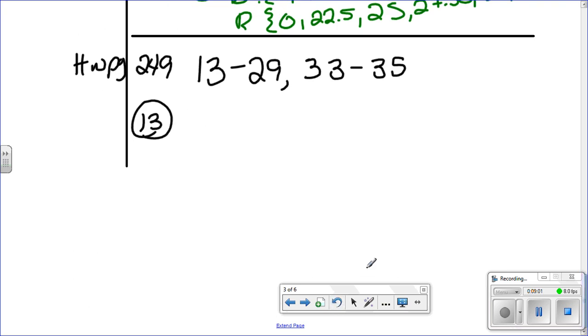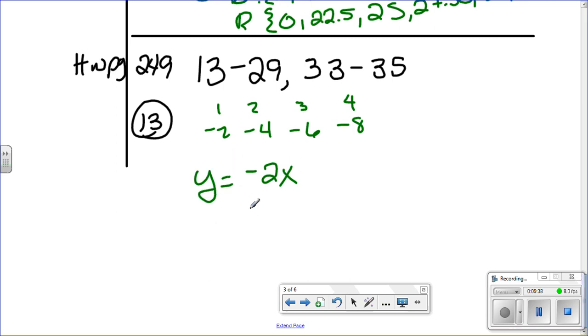Our homework starts with number 13. Determine a relationship between the x and y values and write an equation: 1 to negative 2, 2 to negative 4, 3 to negative 6, 4 to negative 8. I could say 1 minus 3, but then 2 minus 3 would give me negative 1, so not that. And I'm getting a lot bigger each time, so maybe I can multiply by negative 2 and get negative 2, multiply by negative 2 and get negative 4, multiply by negative 2 and get negative 6, multiply by negative 2 and get negative 8. So it looks like I'm taking negative 2 times something, so y equals negative 2x.